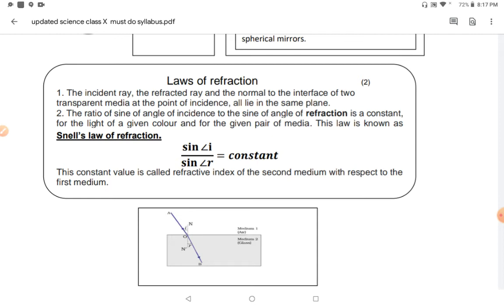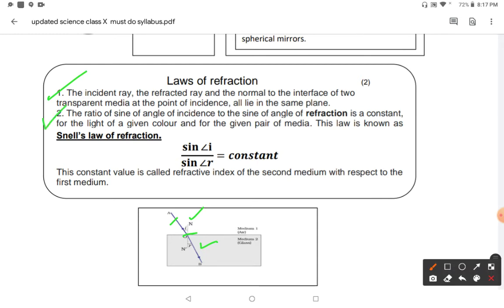So what are the laws of refraction? The first law is that the incident ray, this is the incident ray, the refracted ray, this one, and the normal, this is the normal, at the point of interface of two transparent media. This is the point O. O is the point of interface. All lie in the same plane. This is the first law.